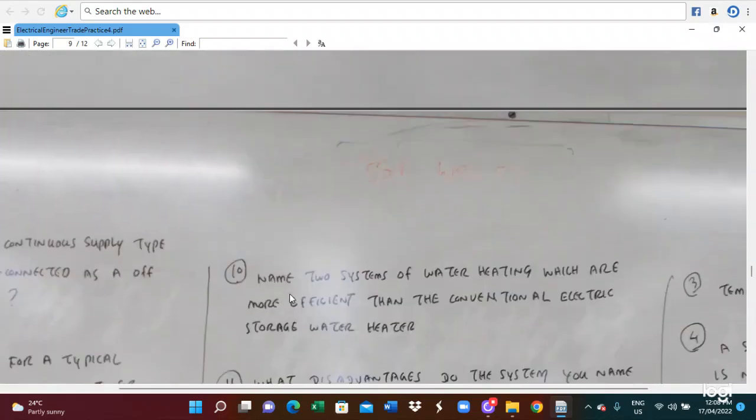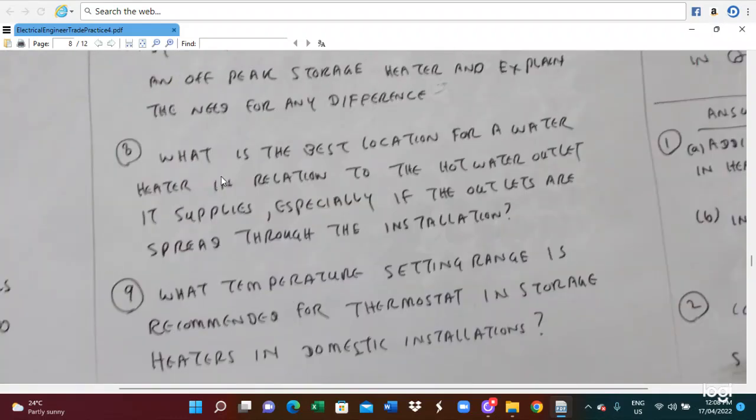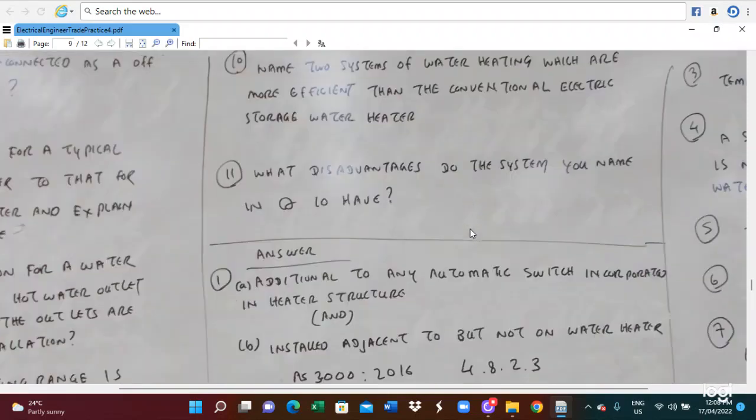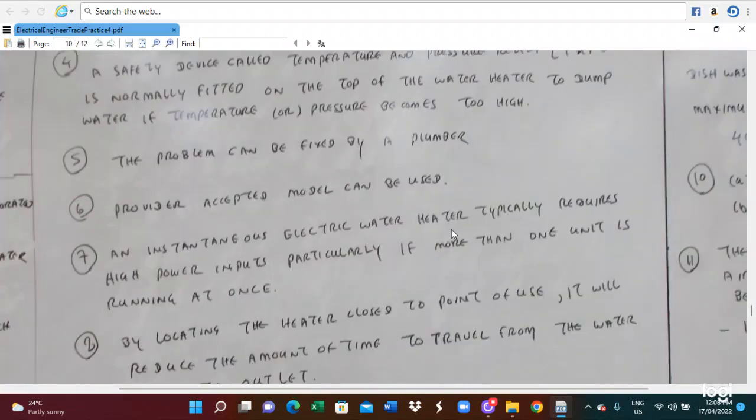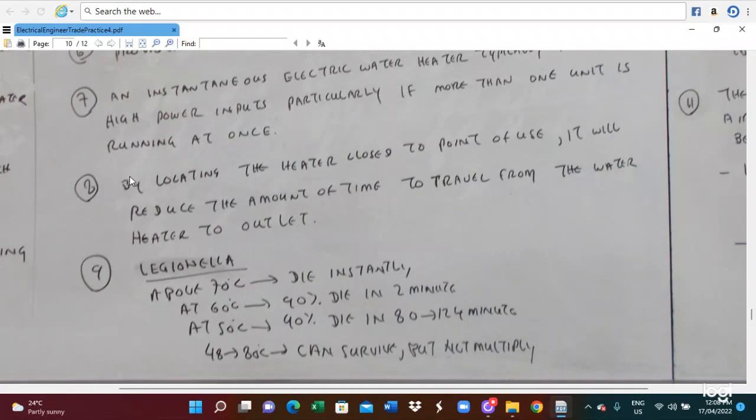And question number 8: What is the best location for the water heater in relation to the hot water outlets it supplies, especially if the outlets are spread through the installation? So this is the answer. By locating the heater close to the point of use, it will reduce the amount of time for the water to travel from the water heater to the outlet.